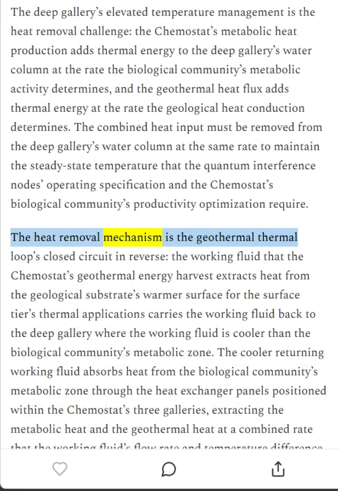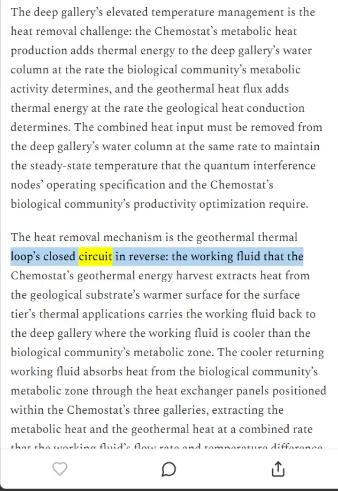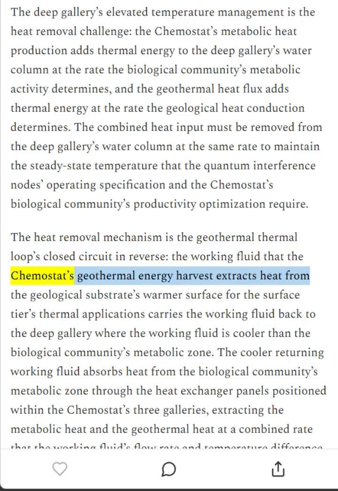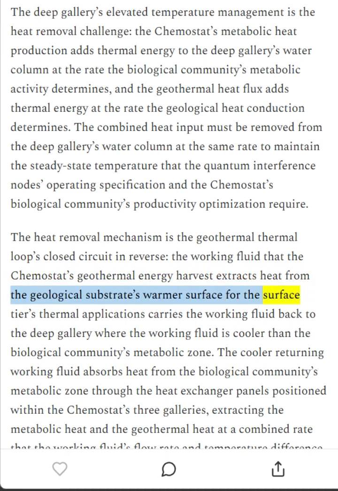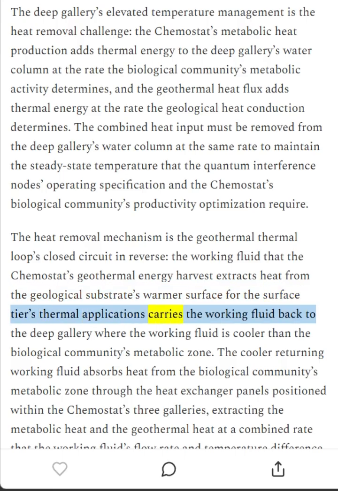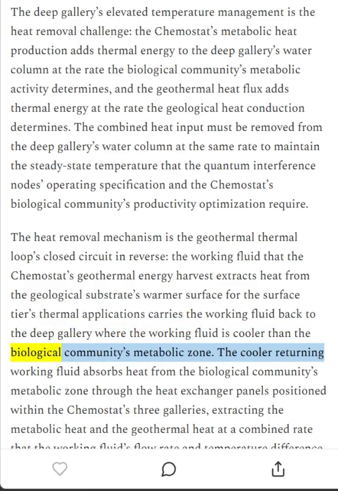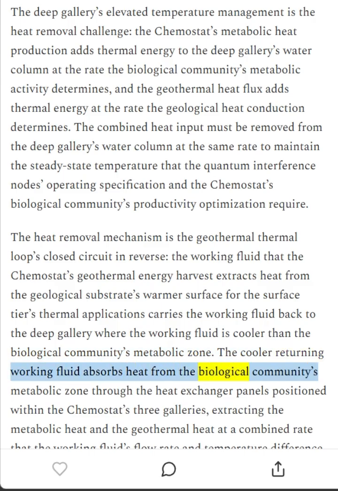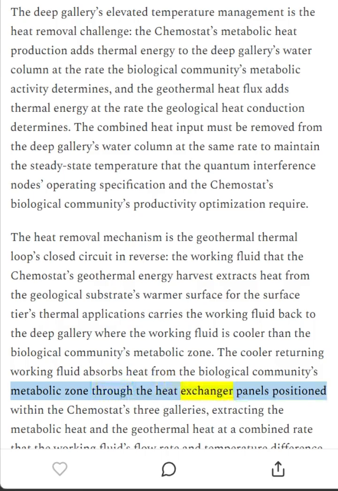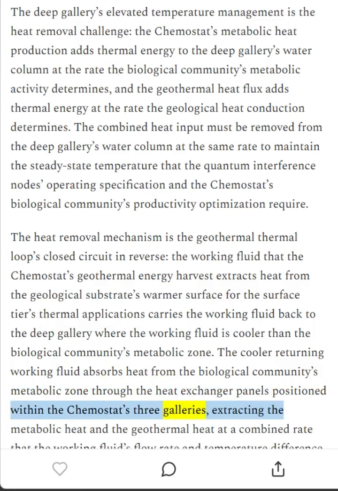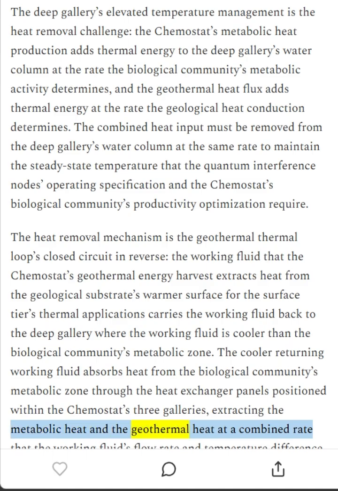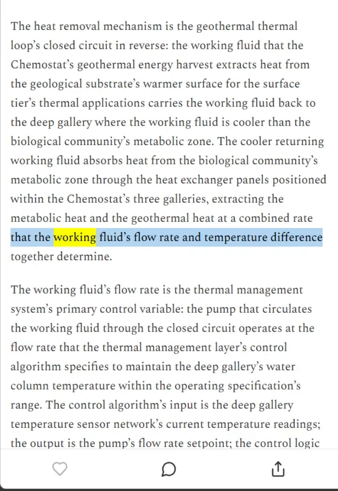The heat removal mechanism is the geothermal thermal loop's closed circuit in reverse. The working fluid that the chemostat's geothermal energy harvest extracts heat from the geological substrate's warmer surface for the surface tier's thermal applications carries the working fluid back to the deep gallery, where the working fluid is cooler than the biological community's metabolic zone. The cooler returning working fluid absorbs heat from the biological community's metabolic zone through the heat exchanger panels positioned within the chemostat's three galleries, extracting the metabolic heat and the geothermal heat at a combined rate that the working fluid's flow rate and temperature difference together determine.